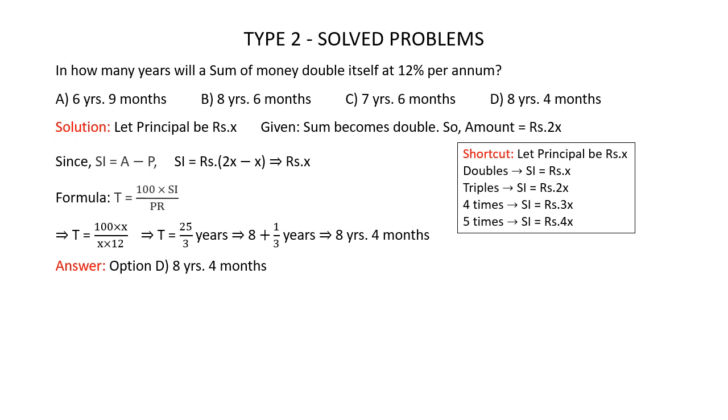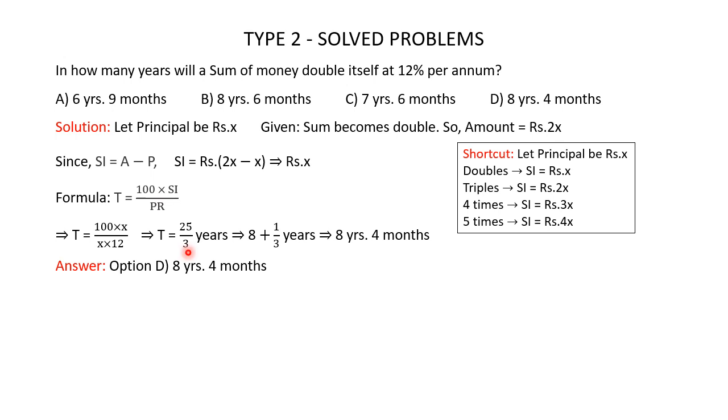Now time can be found out using the formula T is equal to 100 multiplied by SI divided by PR. Now we know that SI is rupees X, principal is rupees X and rate of interest is 12% per annum. Substituting all these values in the formula here, we get T is equal to 100 multiplied by X divided by X multiplied by 12. On solving this, we get T is equal to 25 by 3 years.